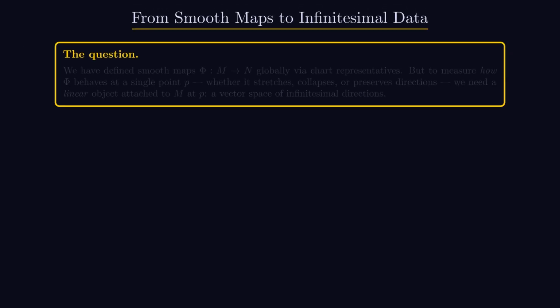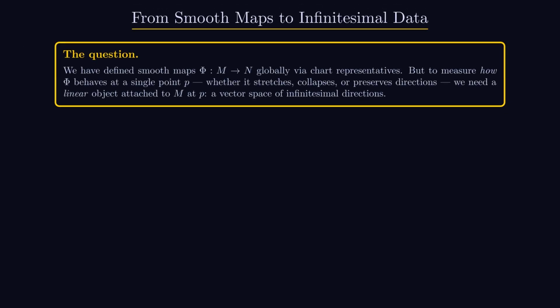The examples we just saw treat smooth maps as global objects, functions defined on entire manifolds. But to understand what phi does at a single point P, we need something more refined, a linear approximation, just as the Jacobian matrix is the linear approximation of a map between Euclidean spaces. On manifolds, there are no canonical coordinates, so we cannot write down a Jacobian directly. We need a vector space attached to M at each point P, a space of infinitesimal directions at P.